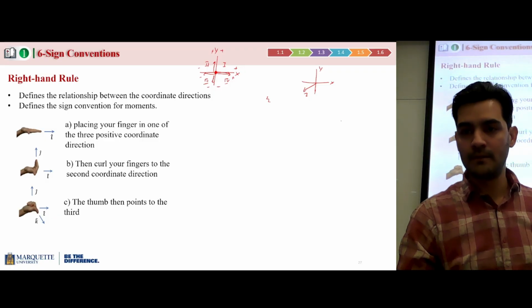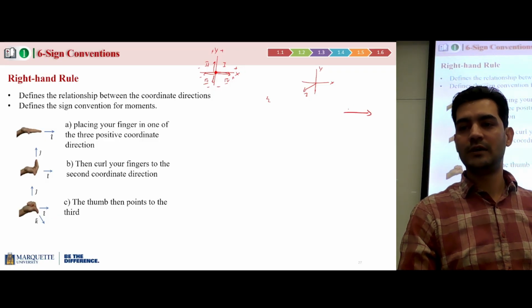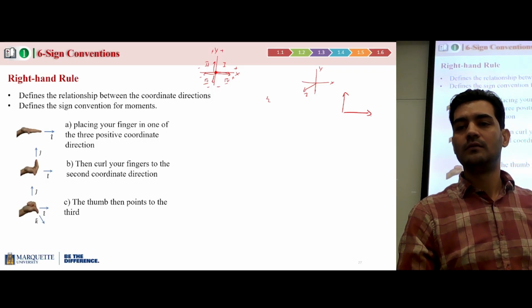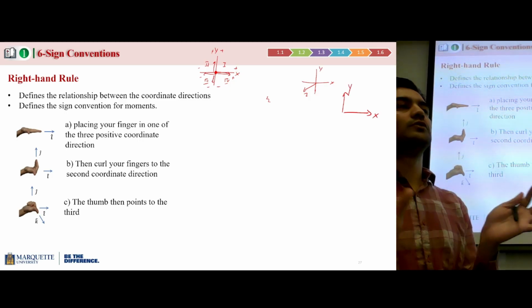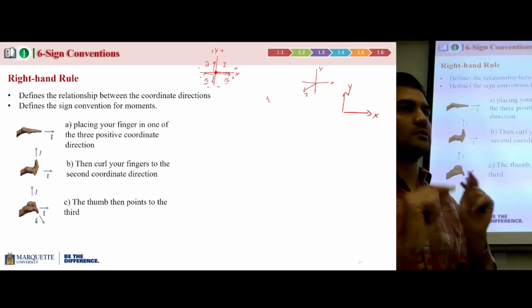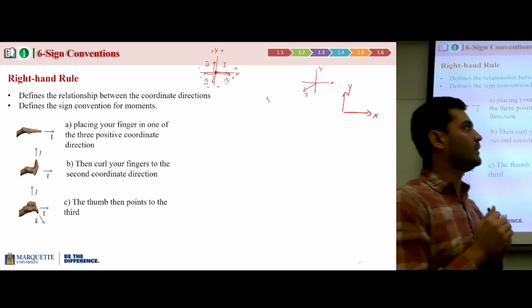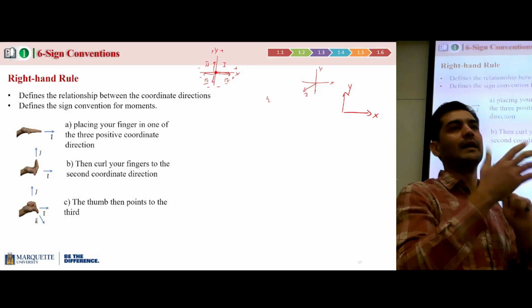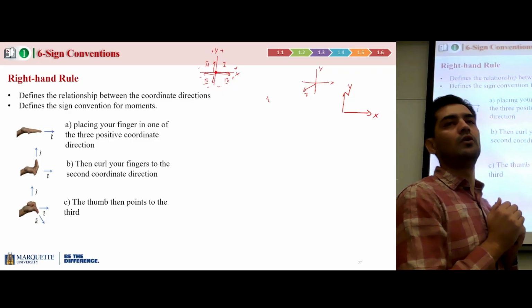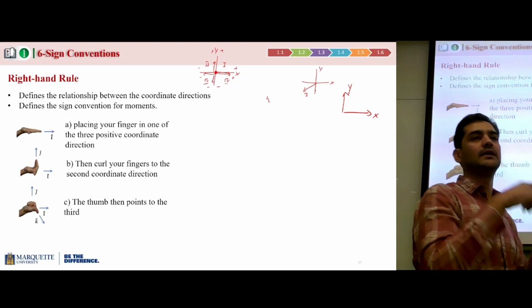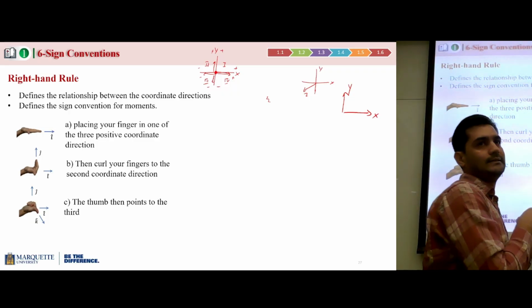For example, you have the x-axis and then you have the y-axis. So we know the direction of two coordinates, but we want to figure out what is the direction of the third coordinate. We know that all of the coordinates are at 90-degree angle. So the z coordinate would be either outside the plane or inside the plane.